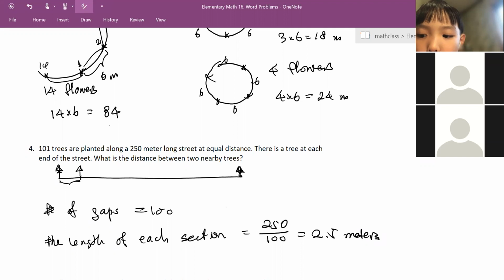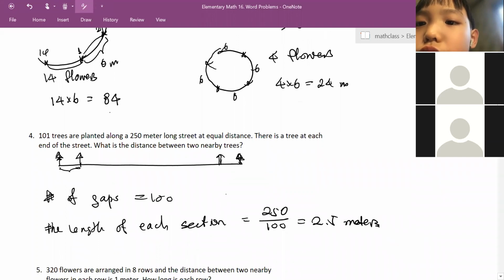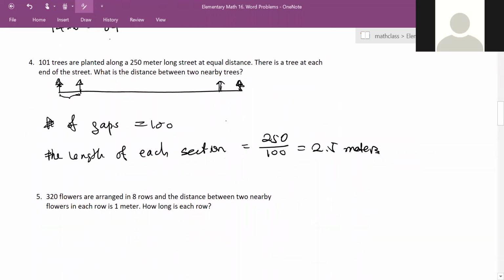Now, if you draw the picture, I think the picture helps you to understand the problem. You just need to figure out how many sections there are. You cannot draw 100 sections here. You cannot draw 101 trees here. There are too many.